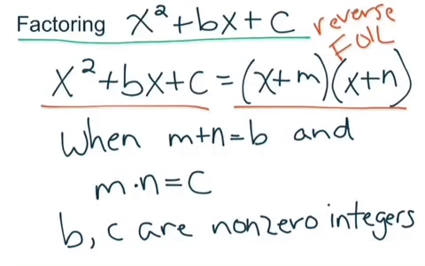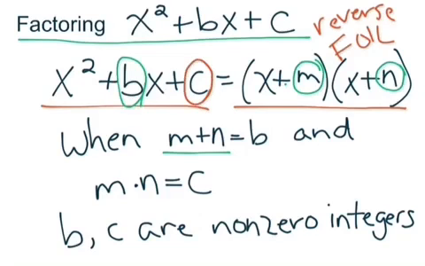Here are some of the things we need to remember. The two binomials we get are going to be x plus m and x plus n, where m plus n equals b. So remember, when you do FOIL, you add together the outside and the inside, right? So these two numbers are going to have to add up to this number here. And the product of those two numbers is going to be this one here, because that would be like last when you multiply those two together. So m times n has to equal c. B and c are both going to be non-zero integers for all of this to work.